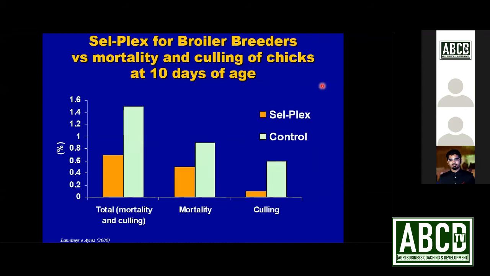And maybe this was the reason why the study from Leninger and Iris in England has shown that by using Cellplex in the breeders and examining the mortality and the culling of the chicks by 10 days of age, there was a drop in total mortality and culling, and here separating them, less mortality and less culling by adding Cellplex into the diet.